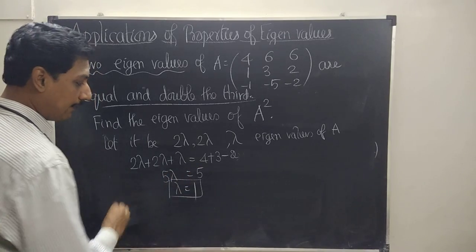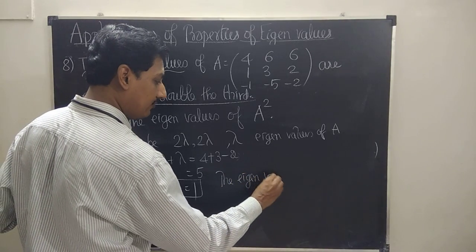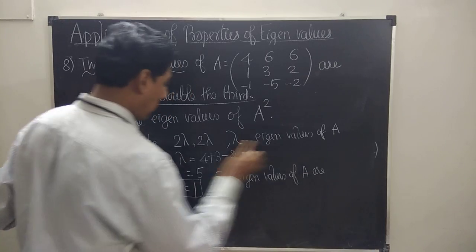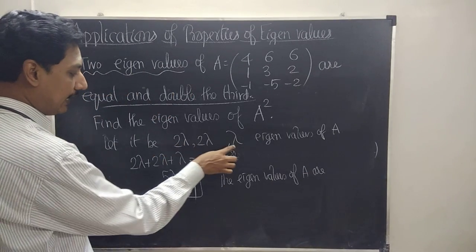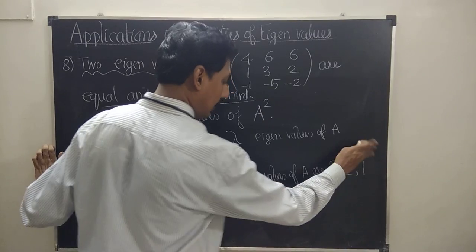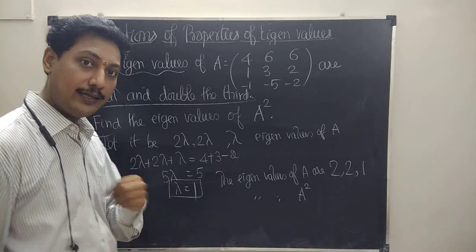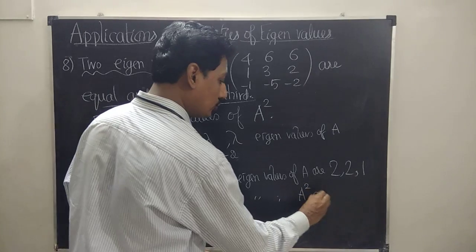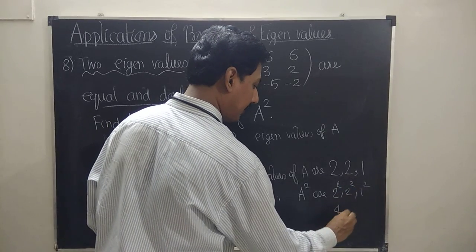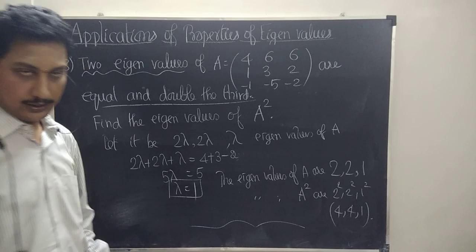Once lambda is equal to 1, what are the eigenvalues of A? The eigenvalues of A are 2 lambda, 2 lambda, lambda, so lambda equal to 1 here: 2, 2, 1. Now what are the eigenvalues of A square? By the property, it is nothing but 2 square, 2 square, 1 square, otherwise 4, 4, 1. So this is the 8th problem.